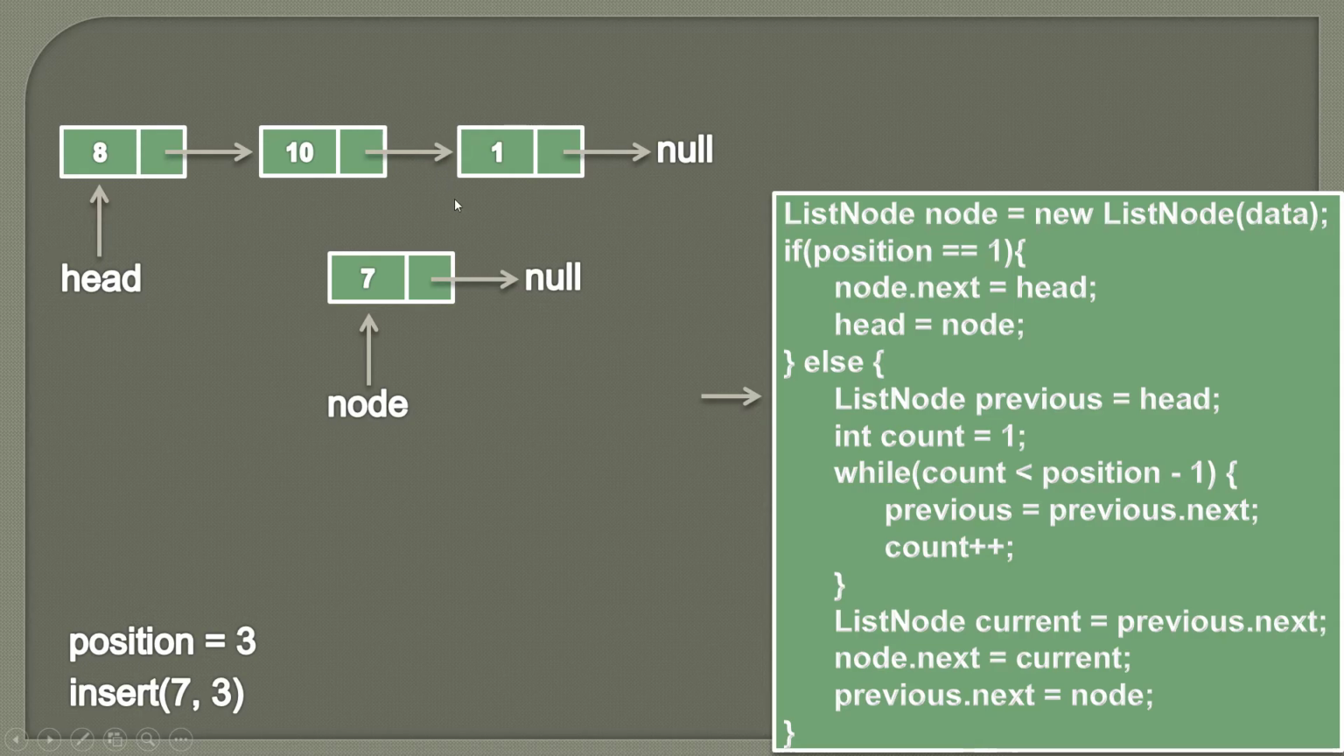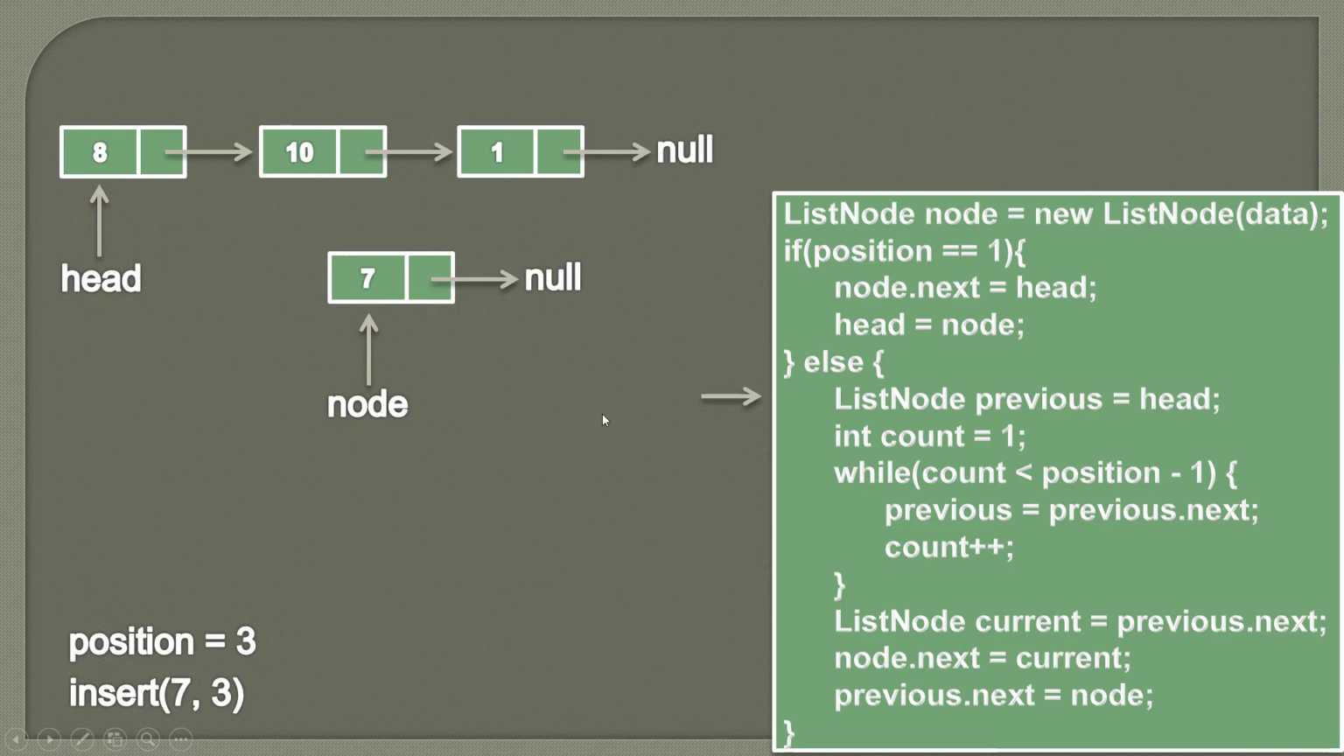So this is position 3, which means we want to insert this node between this node and this node, so that once this node is inserted, our new node is at position 3. In order to insert this node at position 3, we need to traverse somehow to position 2, and then we can break this link, and instead of pointing to node 1, we can point to our node 7, and node 7 will point to 1, and by this way our node will be inserted between 10 and 1 and will occupy position 3.